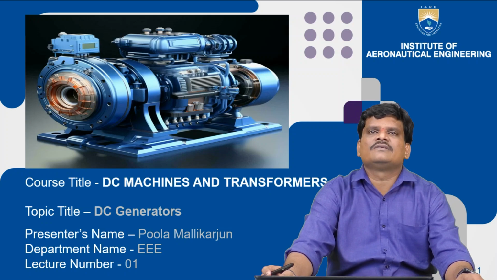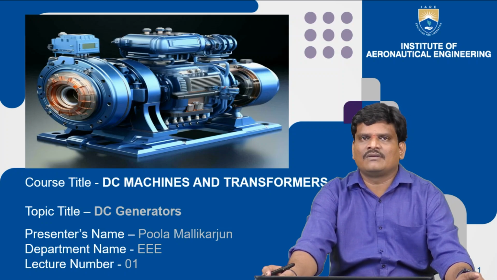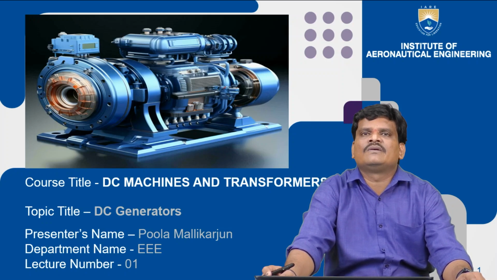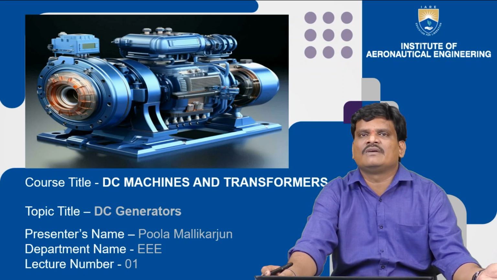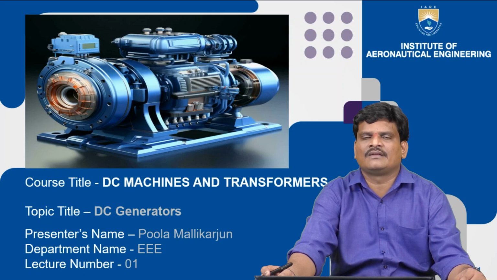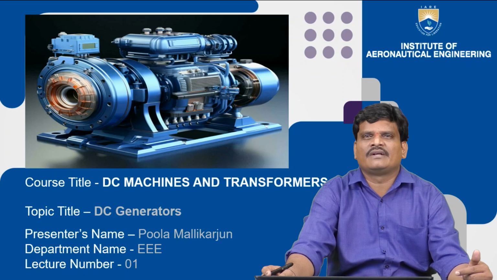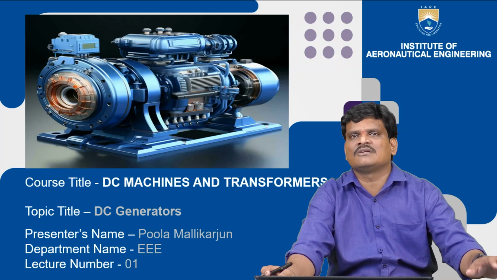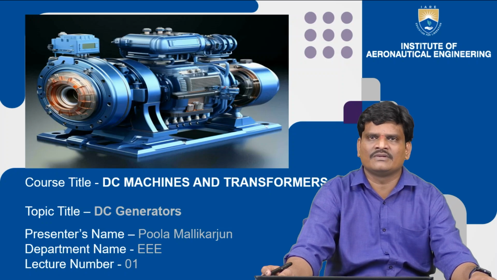So today we are going to discuss the subject called DC machines and transformers. We are going to learn about the different types of DC machines we have: what is a generator, what is a motor, what is the working principle of it, what are the different types of DC generator and DC motor, and what are the expressions involved in it. These are the different things you are going to study.